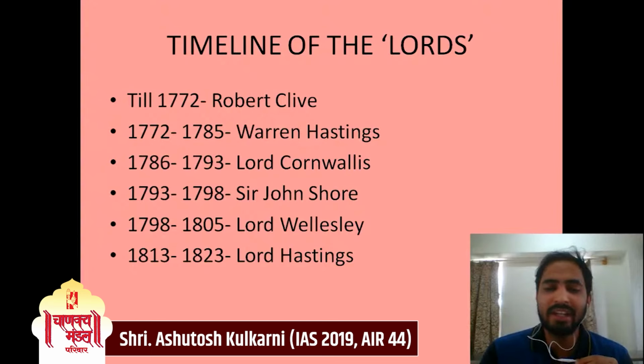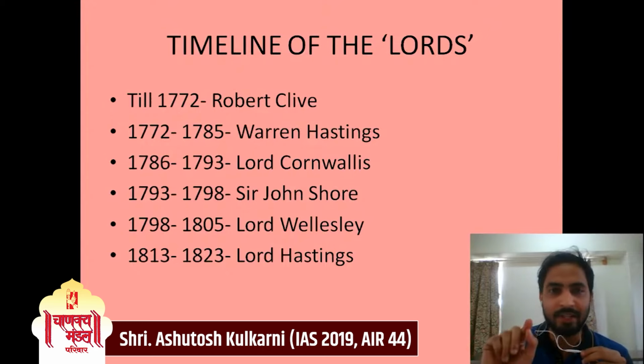From 1793 to 98, this was not a consequential governor, Sir John Shore. You can forget it. The main things that happened during the rule of Lord Wellesley. So from 1798 to 1805, you had Lord Wellesley trying to gain the British control over India. And from 1813 to 1823, you had Lord Hastings. I'm saying that because that was the time for the Third Anglo Maratha War. It was Lord Hastings who was the Governor General of India. So this is the brief timeline.